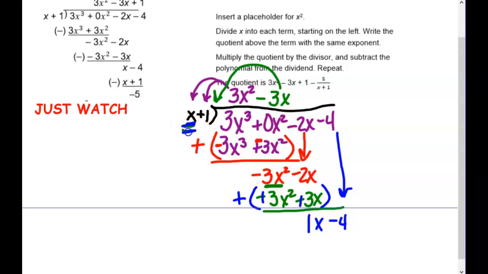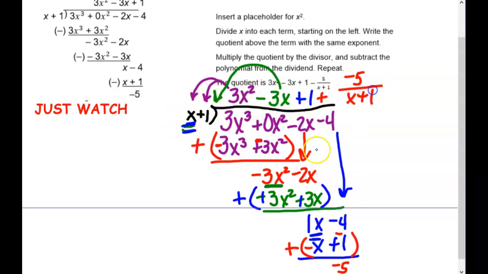I look at the first term right here. To become exactly this first term right here, I would just need to multiply by 1, which would give me a 1x plus 1. When I distributed that to both of those terms, then I'm subtracting or adding the opposite. Now I'm adding a negative 4, negative 1 is a negative 5. So the remainder is plus negative 5 over the divisor of x plus 1.